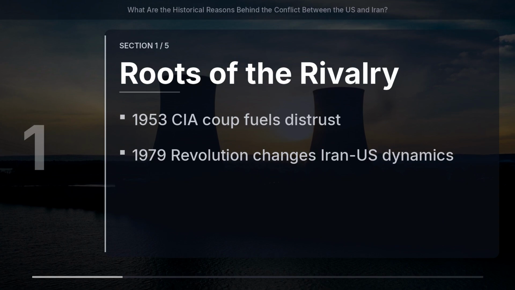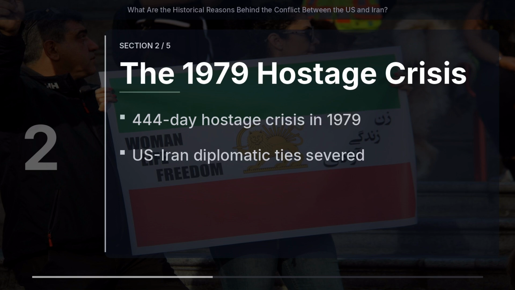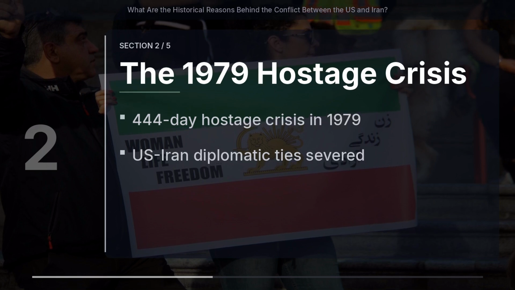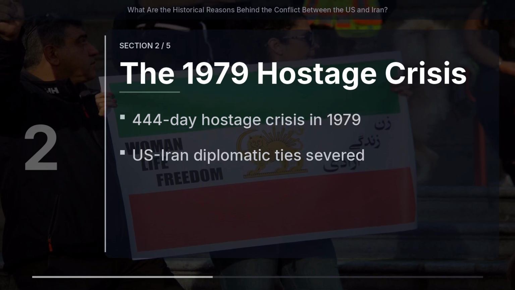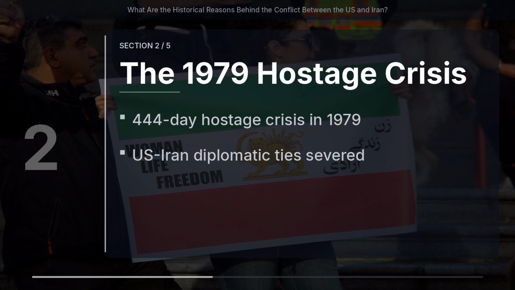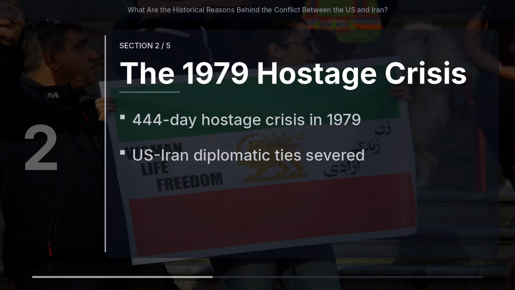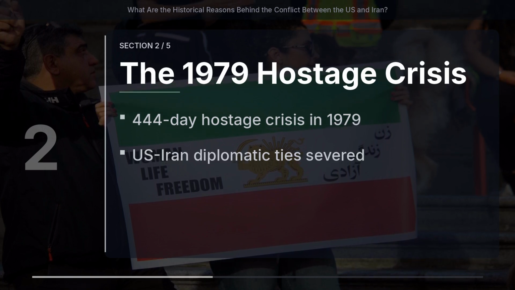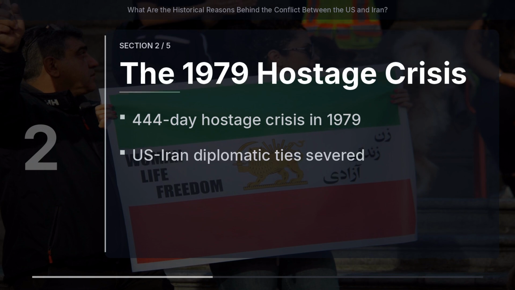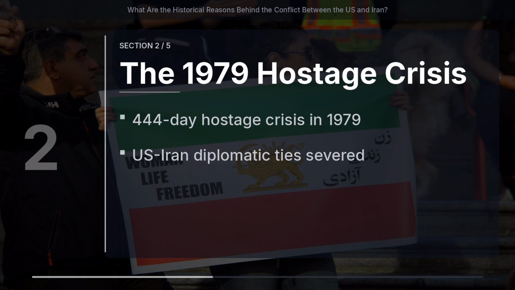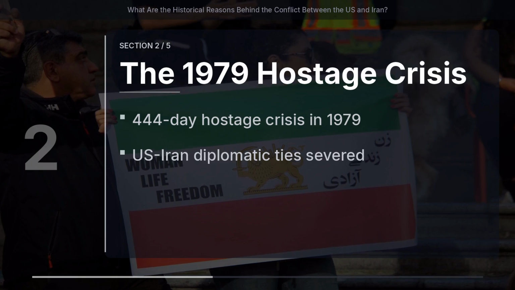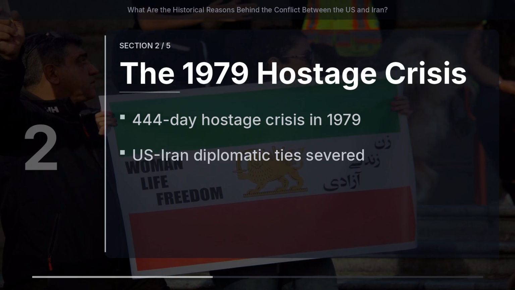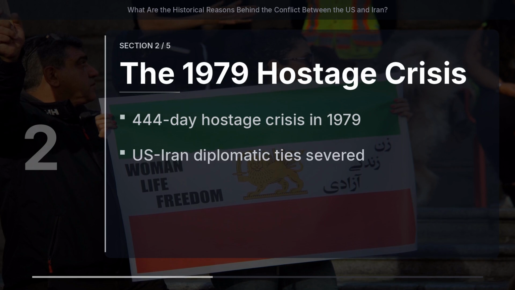as a hostile power. The 1979 hostage crisis, where 52 American diplomats and citizens were held captive for 444 days, marked a turning point in U.S.-Iran relations. This event entrenched mutual distrust and led to decades of sanctions and diplomatic isolation for Iran. It cemented Iran's image in the U.S. as a rogue state and hardened Iran's stance against American influence in the region.